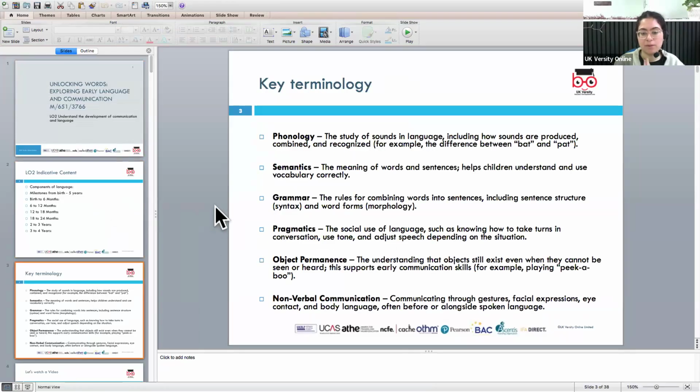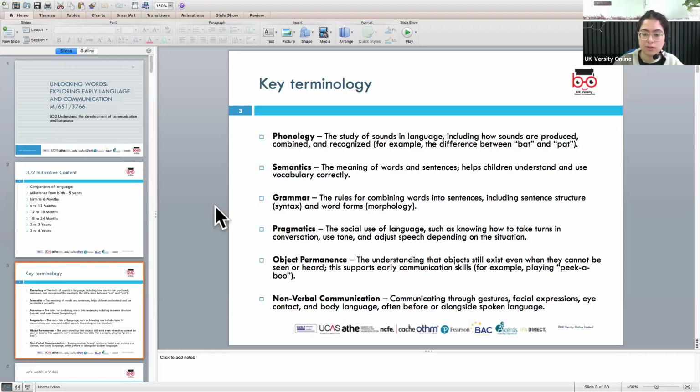Phonology is the study of sounds in language, which also includes how sounds are produced, combined, and recognized. For example, how you differentiate between bat and pat. It's the study of sounds, okay? And semantics essentially is the meaning of words and sentences, which helps children understand and use vocabulary correctly. So basically, semantics means the meaning of words and sentences.